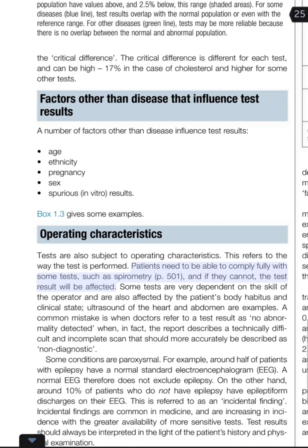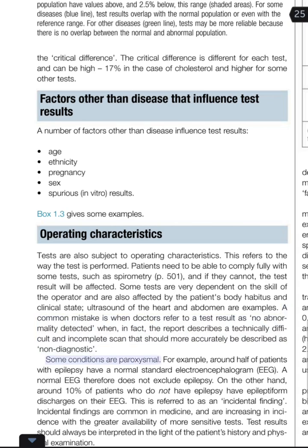Patients need to be able to comply fully with some tests, such as spirometry, page 501, and if they cannot, the test result will be affected. Some tests are very dependent on the skill of the operator and are also affected by the patient's body habitus and clinical state. Ultrasound of the heart and abdomen are examples. A common mistake is when doctors refer to a test result as no abnormality detected, when, in fact, the report describes a technically difficult and incomplete scan that should more accurately be described as non-diagnostic.